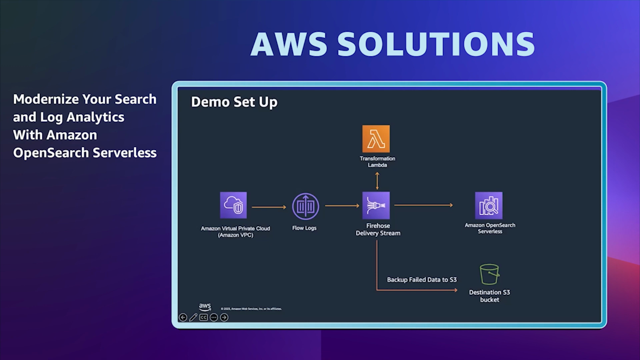The VPC flow logs have a specific format, so we would require some transformation done, and we will leverage Lambda and write custom code to transform the VPC flow logs into a format that the serverless collections can absorb. It would be a simple name-value format, and that will be ingested into the OpenSearch Serverless collection. We will also look into setting up an S3 bucket in case of any failures, to capture any errors that come from the Firehose as well.